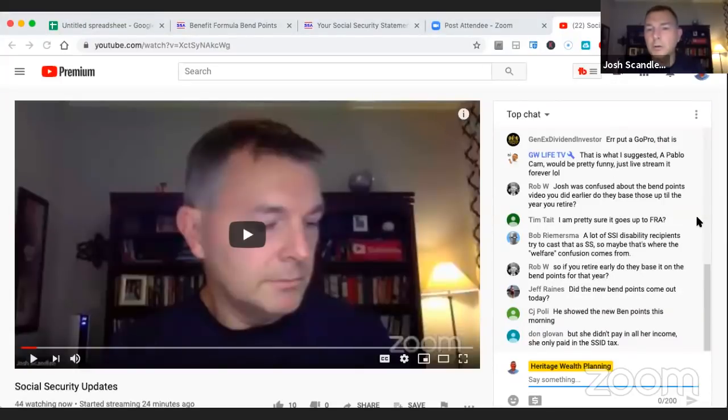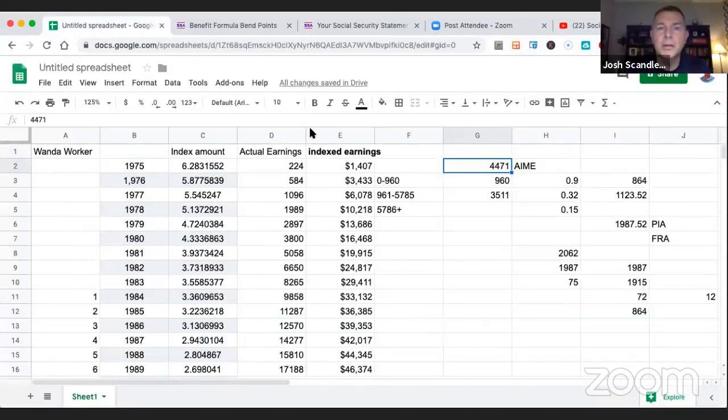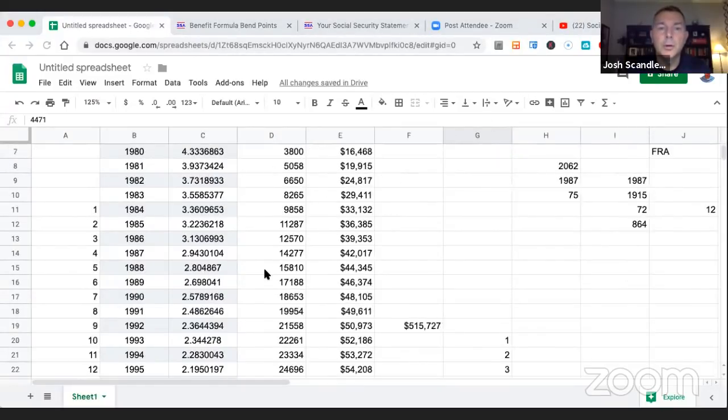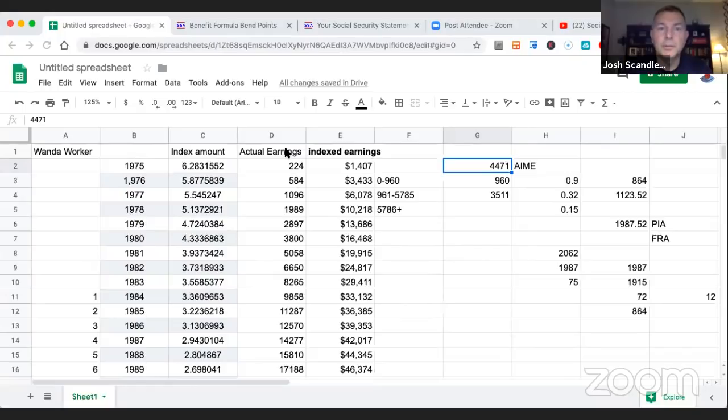She didn't pay in all her income. She only paid in the Social Security. I don't know what Social Security income taxes. I'm not sure what you're saying there. She paid 6.2% on all her income. She certainly did. Her earnings, she paid 6.2.